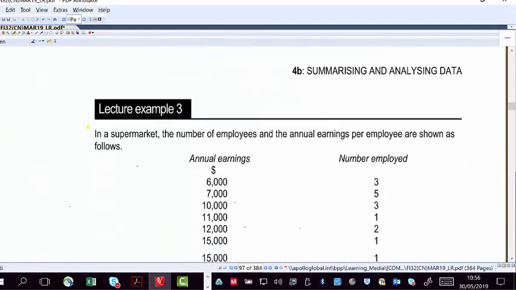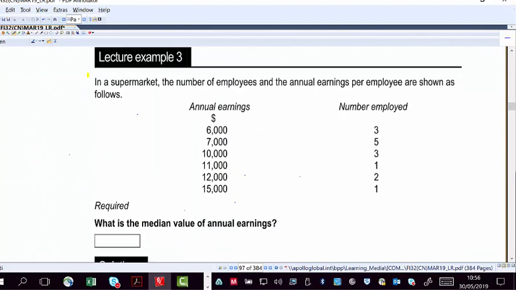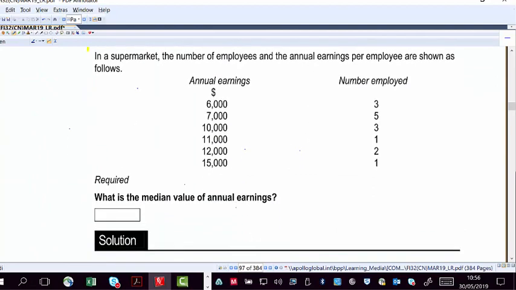So let's look at lecture example 3, which is indicative of an OT style question, and here we're asked to calculate the median value, or it states what is the median value of earnings. Here we have a supermarket, we have the number of employees and the annual earnings per employee, and we are given that information. We're given the earnings separately. So this is an example of ungrouped data.